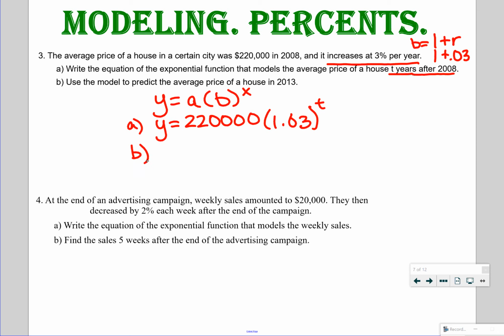For part B, we want to use the model to predict the average price of the house in 2013. So all we have to do is figure out how many years since 2008 that was. And you can subtract them. That's 5 years difference. And then we're going to type this just in your calculator. So 220,000 times 1.03 to the 5th power. And I'm going to round to the nearest penny here.